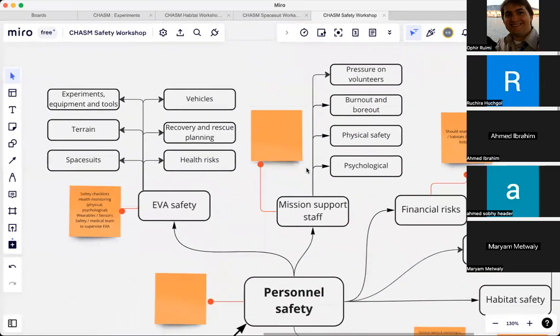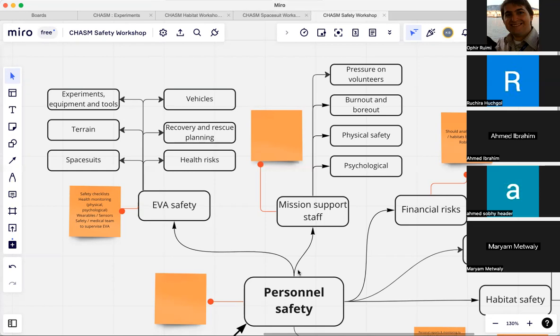So we have here an area that we have not spoken about at all yet, which relates to personnel safety, which is the mission support staff. Take Apollo 11. There were 3 astronauts and about 400,000 people working to make it happen. So isn't mission support staff even more important than the astronauts? I'm asking a provocative question here, because there are so many more of them.